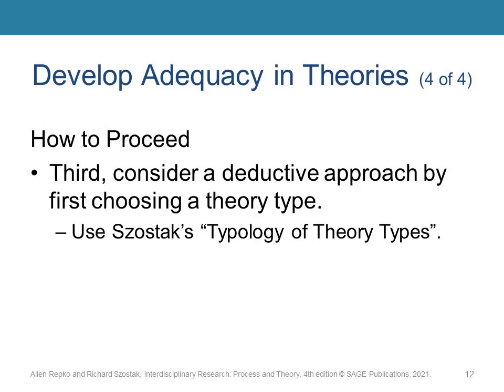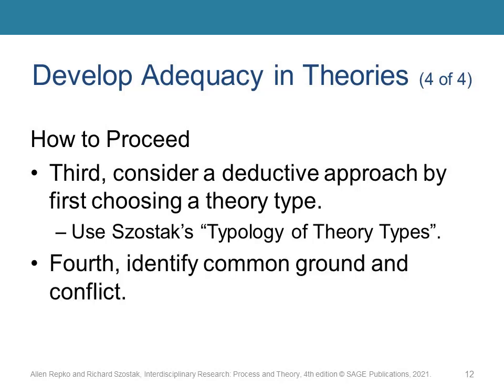And the 5th W question is where? Where can this information be applied? How generalizable is this information, this theory? Nomothetic theories represent information that is generalizable across groups, across nations. Idiographic theories are more specific and can be applied to only specific groups.